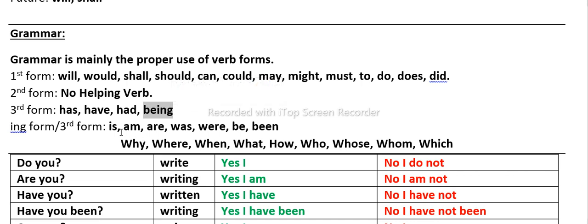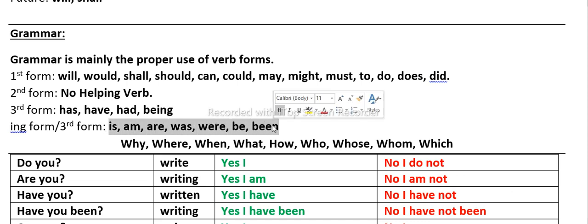Now let's move to ing form, use of ing form. These words are followed by sometimes ing form, sometimes third form. If it is active voice, these words are followed by ing form, but if it is passive voice sentences, these words are followed by third form. For example, if you are starting a sentence with somebody who has the ability to do something and he is doing something, then you use ing form.